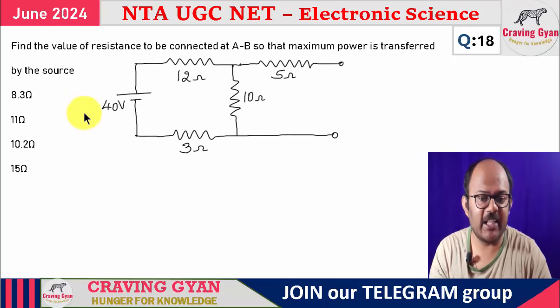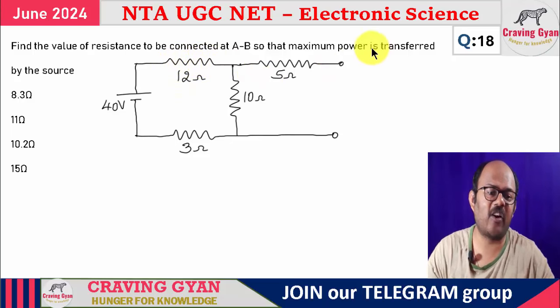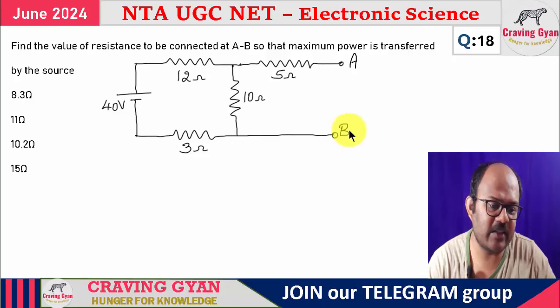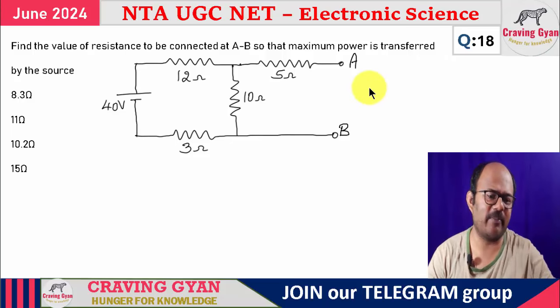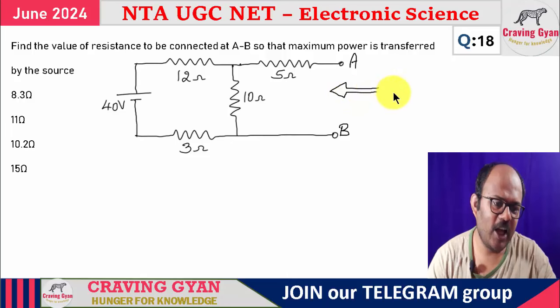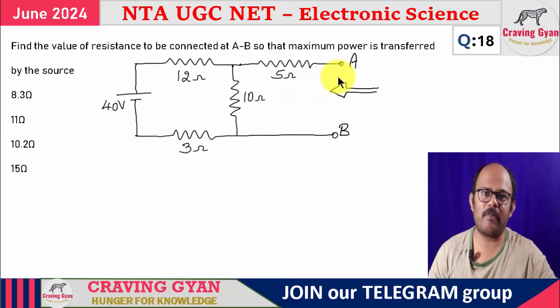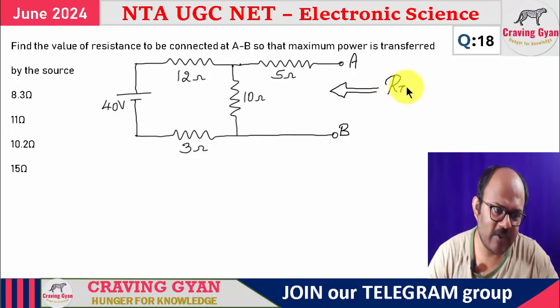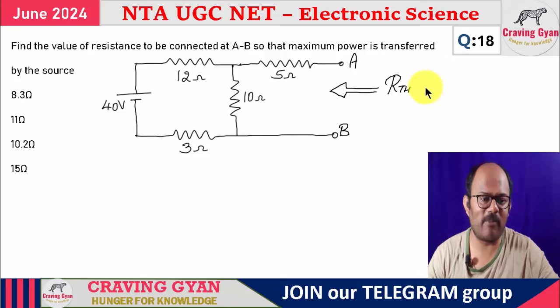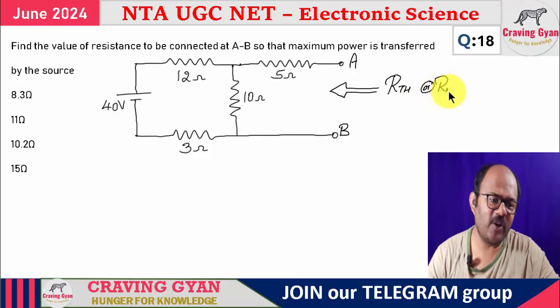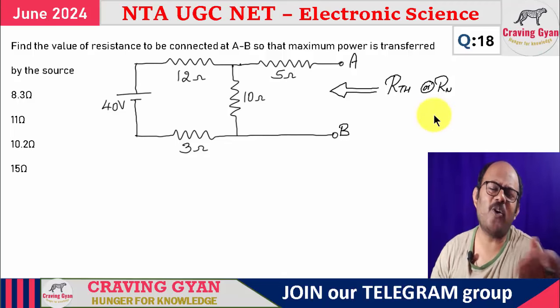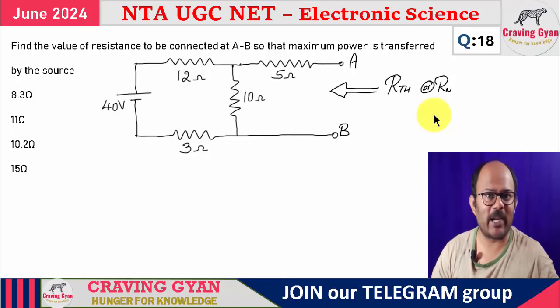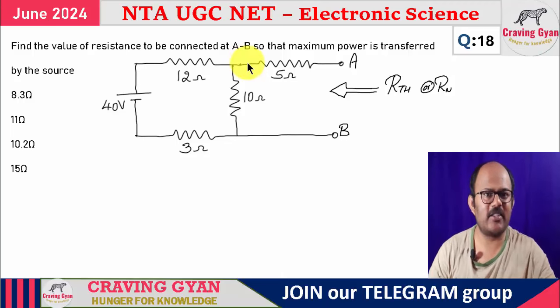For the 18th question, what they're asking is, what is the value of resistance that needs to be connected across AB so that maximum power is transferred? For maximum power transfer, let us make use of Thevenin's resistance or Norton's resistance. Looking at this end, we are having only the resistance part. Whatever resistance we see, I'm going to call it Thevenin's resistance, or you can call it Norton's resistance also. If you are having an inductor or capacitor, you're going to call it Norton's impedance or Thevenin's impedance. Since all the elements are resistances, I'm going to call it Thevenin's resistance or Norton's resistance.